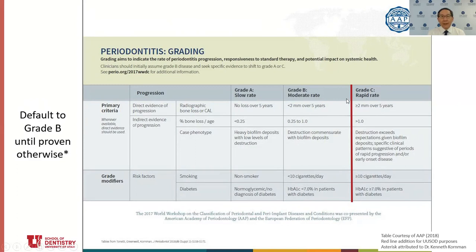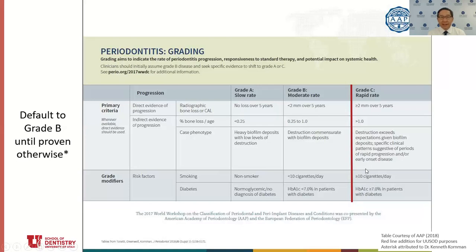And if you don't have records, or if you have a new patient to your office, you can look at the indirect evidence, and this is a ratio of how much percent bone loss you see radiographically divided by their age, and you come up with ratios. We'll go over examples of how that ratio is calculated and how you can use that to assign your patient to an appropriate grade. Now, risk factors of smoking and diabetes have been introduced. A grade A patient would be a non-smoker who doesn't have diabetes. B would be smoking less than 10 cigarettes per day, and an A1C less than 7. But the more rapid destruction, the higher risk periodontitis patient would be a smoker of more than 10 cigarettes per day and an A1C more than 7.